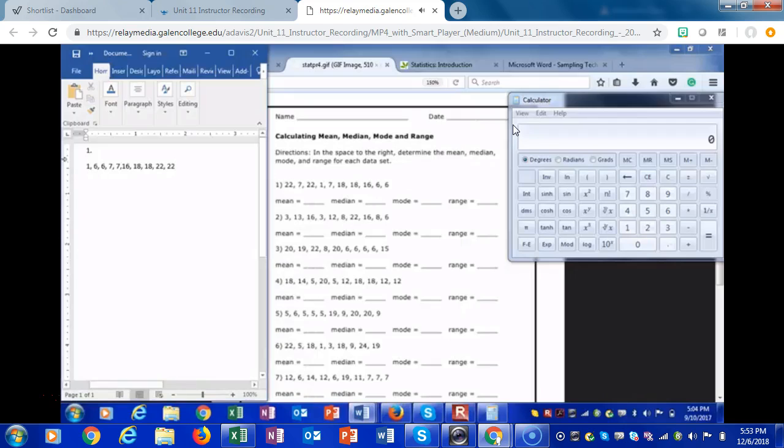Once you've lined up your numbers in order, go back and count and make sure you have the same numbers on both sides. So let's see, I have 1, 2, 3, 4, 5, 6, 7, 8, 9, 10. 1, 2, 3, 4, 5, 6, 7, 8, 9, 10. So I have the same on both sides.